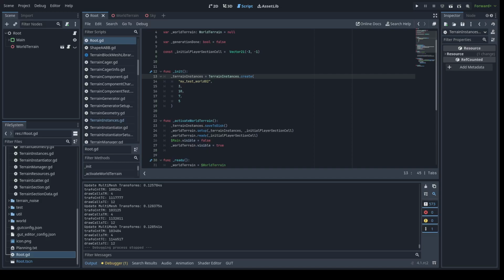Hi. Today I want to show you something about MultiMesh and GridMap in Godot 4.1 RC2. It's still about my Minecraft Voxel engine, and this is still a tech preview. What I did here is I procedurally generated cells like in Minecraft.